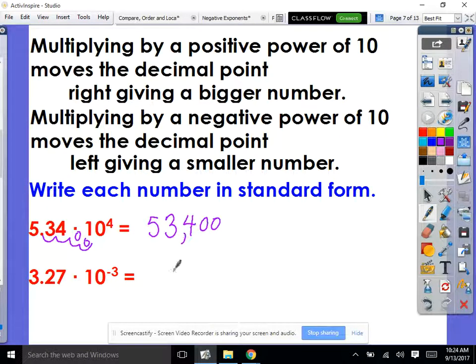I'll write it right here so I can move my decimal. So since this is a negative exponent, that means I'm going to move my decimal left 3 places. So 1, 2, 3. Fill in with zeros.